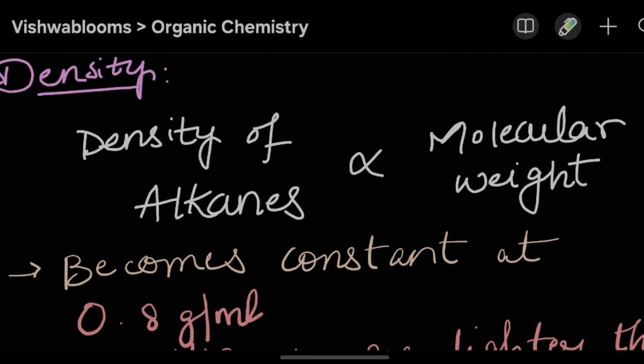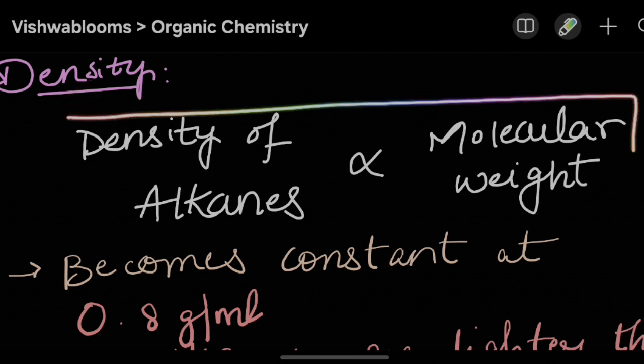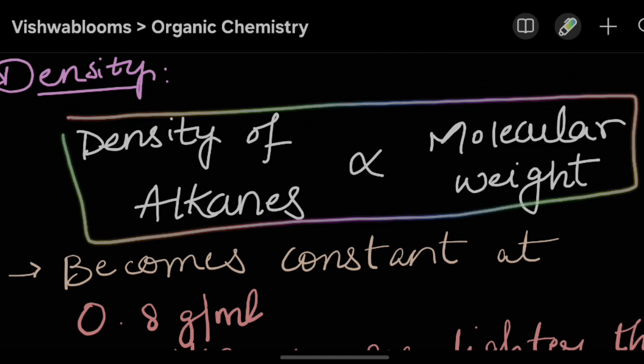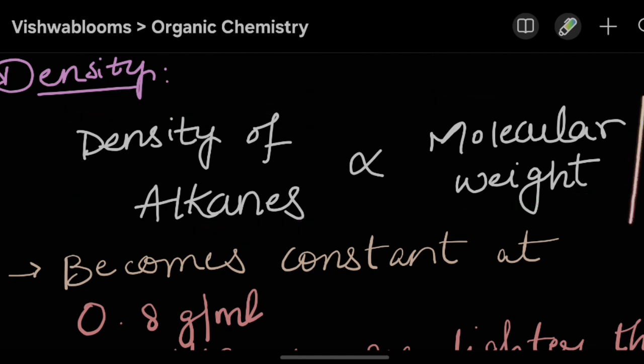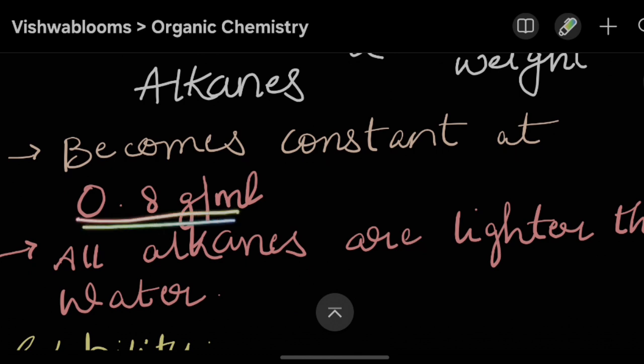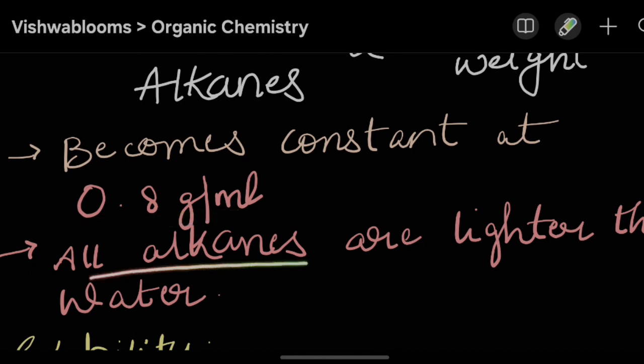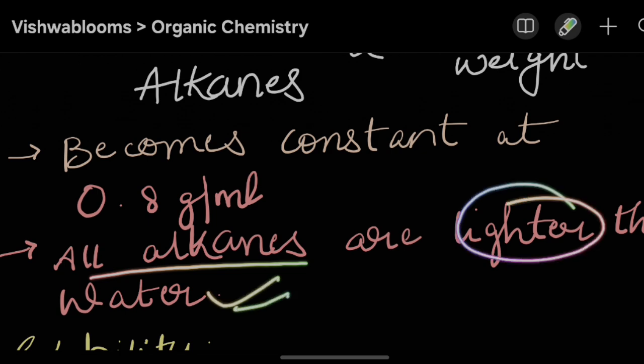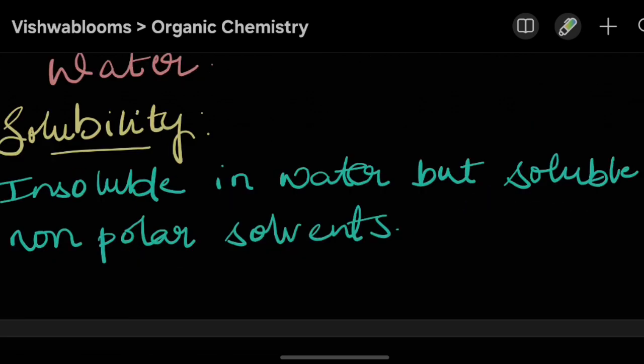Now let us look at the next property, that is density. So the density of alkanes is directly proportional to molecular weight. This implies that if the molecular weight of an alkane is higher, then its density is also supposed to be higher. Generally it becomes constant at 0.8 gram per milliliter, and remember one point, all alkanes are always lighter than water. Now let us understand the solubility of alkanes.